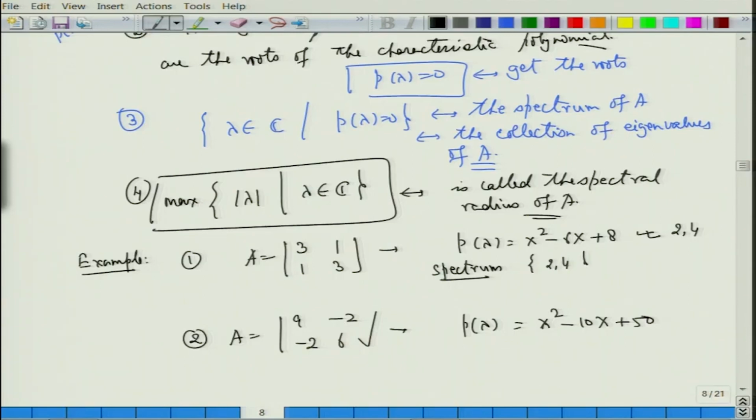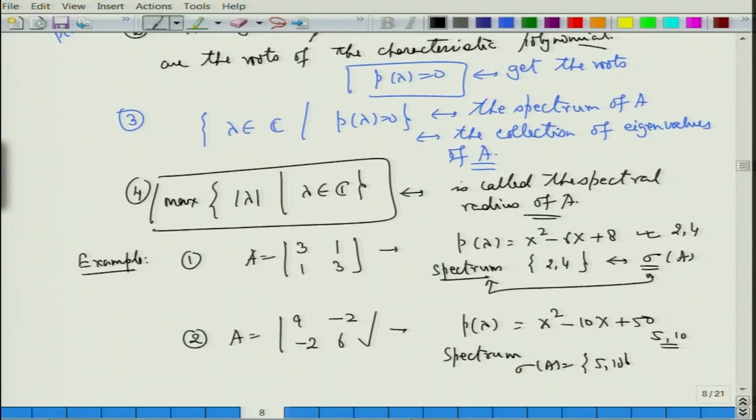We write it as a set, and we write generally as sigma of A, sigma for spectrum here. Is that okay? In this case, we had 5 and 10 as our roots. So 5 and 10 are the things. The spectrum, which is sigma of A, is 5 comma 10. Is that okay? The spectral radius here is 4, and here the spectral radius is 10. All right. So that's for now. We'll look at some things more in the next class. Thank you.